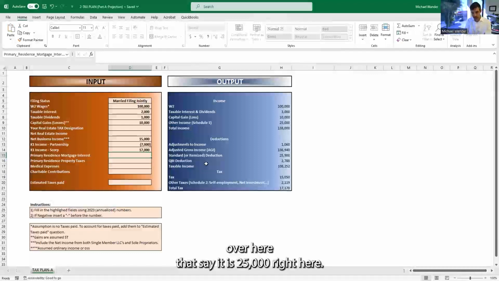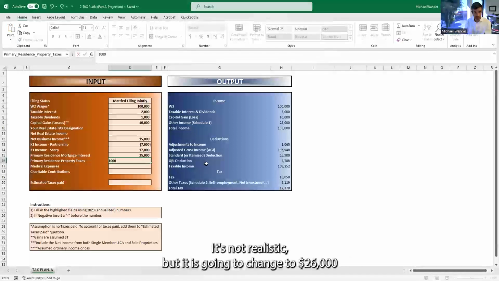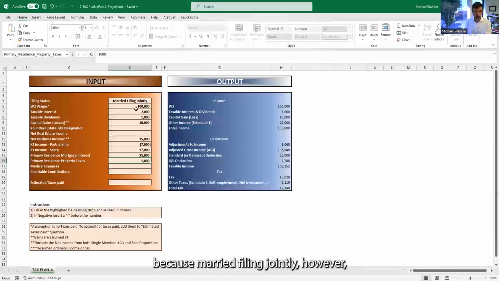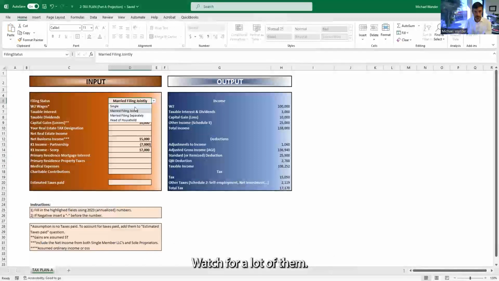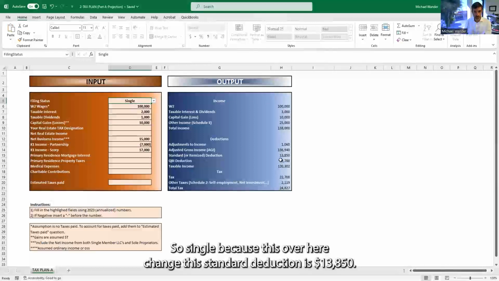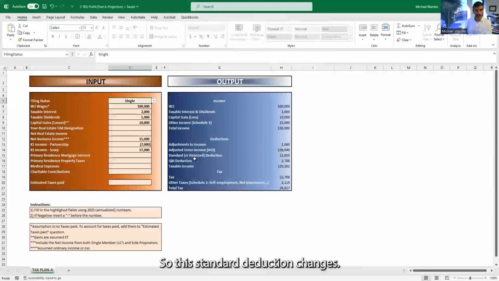Let's say it is 25,000 right here, mortgage interest, it's not going to change. And let's say here I pay $1,000 in property taxes. It's obviously not realistic, but then it's going to change to $26,000 because married filing jointly. However, for single, all the numbers are going to change now. Watch, for a lot of them, right? So single, because this over here changed, this standard deduction is $13,850. So this standard deduction changes.